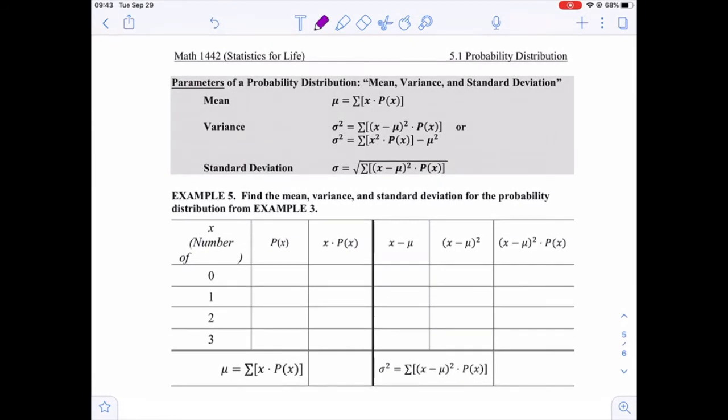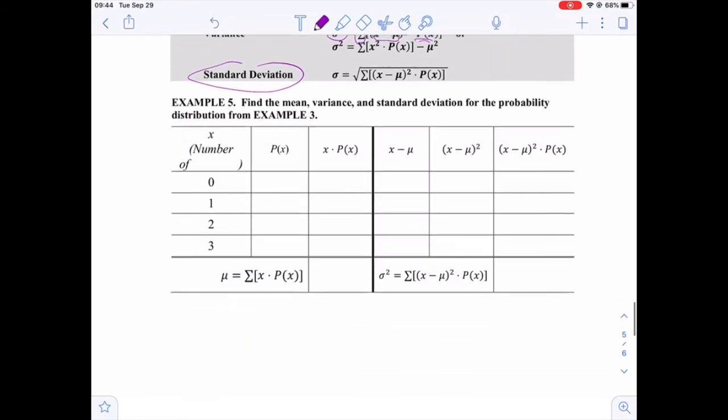Now we come to parameters, how to find parameters of probability distribution. I mean, we want to find the mean, variance, and standard deviations. The mean is the sum of the products x times its probability, and we find the sum of these. The variance is denoted as sigma squared, and it's the sum of x minus mu squared times p of x. And if we take square root of that, we get the standard deviation.